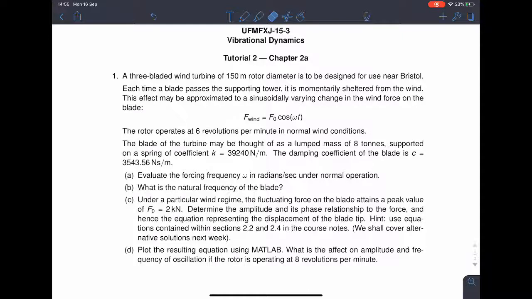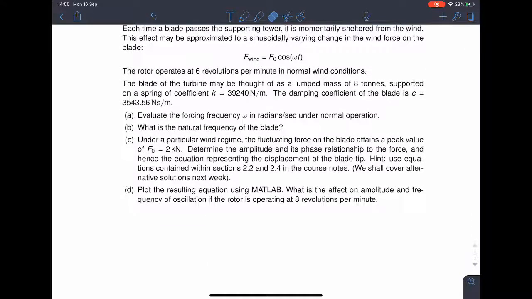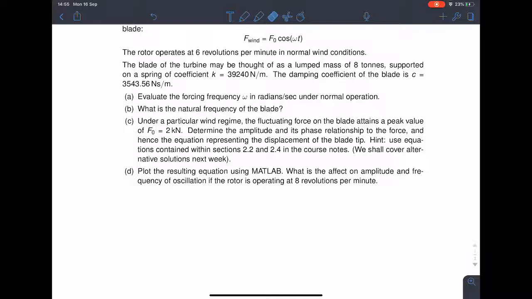We're told that the rotor operates at 6 revolutions per minute in normal wind conditions, and then we have some data around the actual blade of a mass of 8 tons supported by a spring coefficient K and a damping of C. The first part of this question asks us to evaluate the forcing frequency omega in radians per second under normal operations. Well, we've actually got the forcing frequency. It's given to us as 6 revolutions per minute, but we need to convert that to radians per second for it to work in our solution.